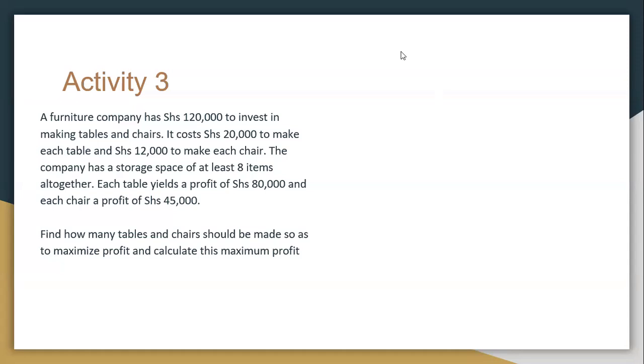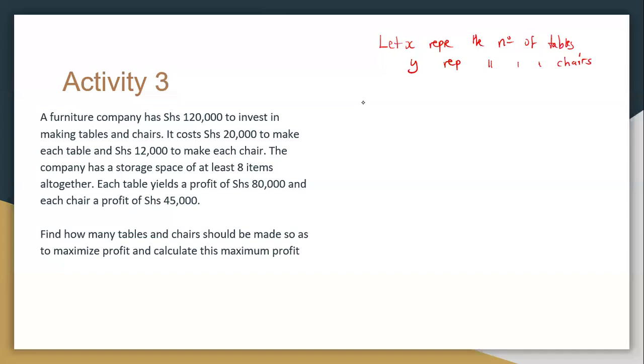So that is always the first thing we do. Define what you're going to use. So we are going to say, let X represent the number of tables. Let Y represent the number of chairs. That is always the first thing. Now, we have started linear programming. The first one, I was summarizing for you. Now, you have to summarize for yourself.